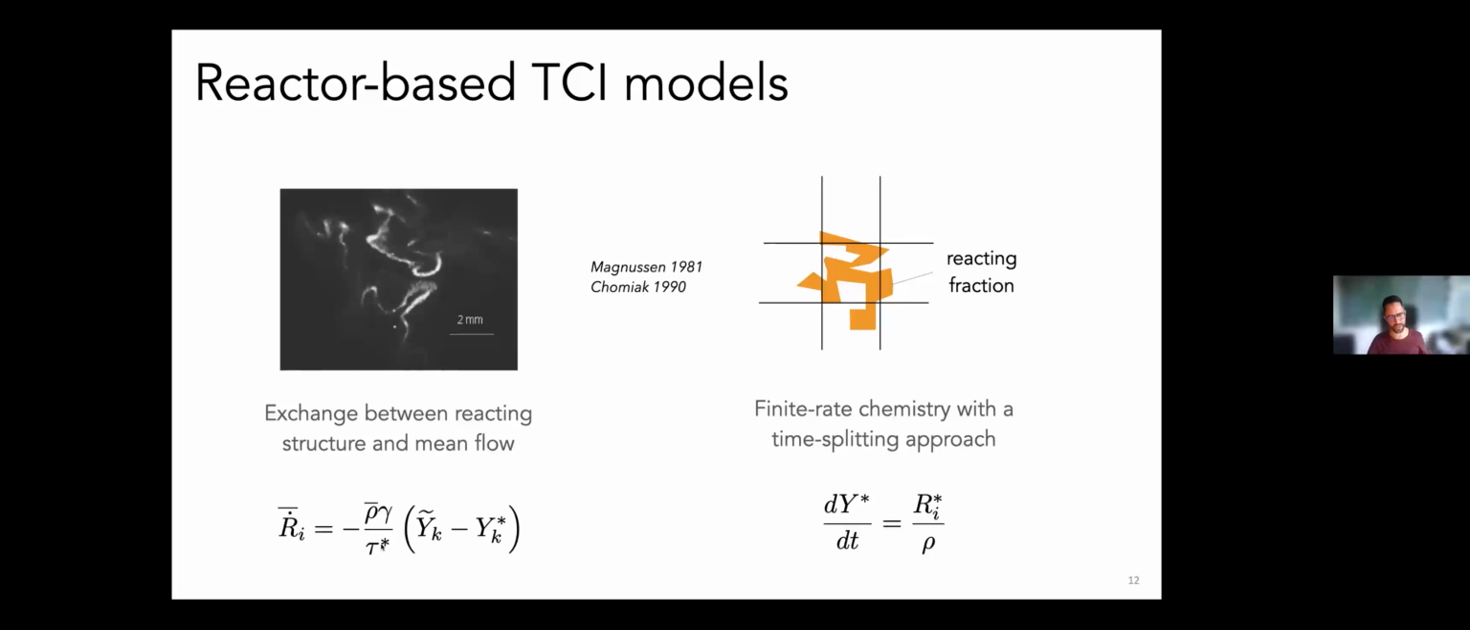And then you have this tau star, which is the residence time of the fine structure in the cell. Now, we need a model to get these properties because the cell doesn't solve the reacting fraction, so we need a model to characterize this subgrid quantity. To do that, we use a reactor model. In this case, we use a PFR, actually a batch reactor here. We do that in a time splitting approach. So we solve a set of ODEs to get the concentration and density in time, and then we plug it in this formula and we get our reaction rate.